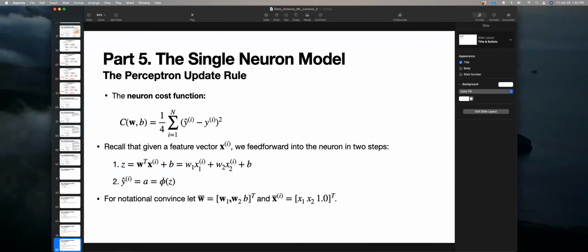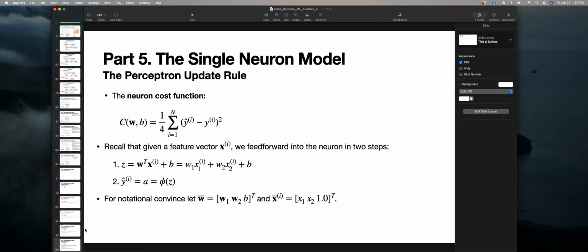So that way we don't have to treat the bias separately. We can just say W bar has weight 1, weight 2, and then the third term would be the bias term. And when we do that, we also modify X. So X bar, we put a 1 at the very end of this vector. So this is the column vector X1, X2, 1.